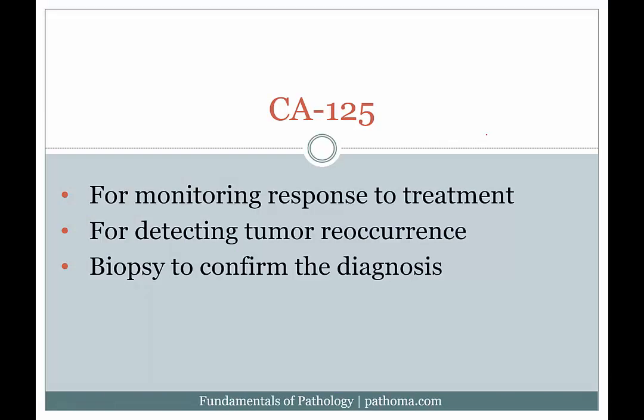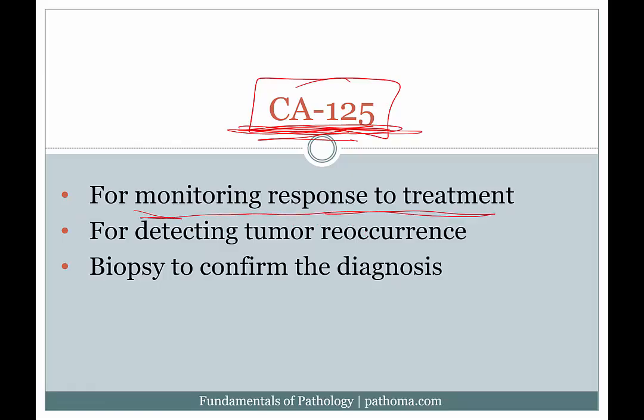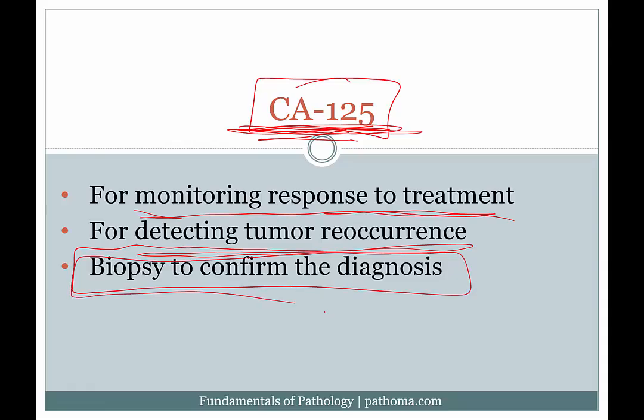So what's the tumor marker that is classically associated with this? CA125, guys. CA125. Board examiners love to go after this type of question. So again, for monitoring purposes, it's really useful for monitoring treatment. You look at the levels in the blood and see if it's going down. You can detect if the tumor recurs, if this goes back up. But again, the main point to know is that biopsy is used to confirm the diagnosis, not the tumor marker.